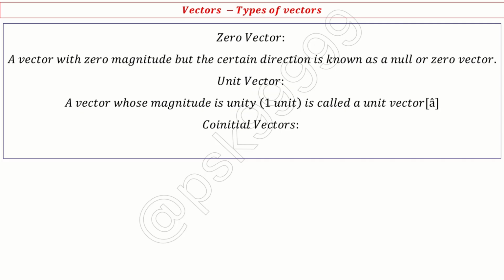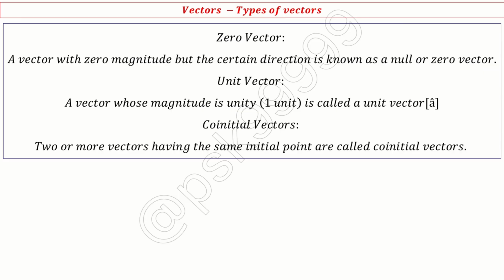Co-initial vectors. Co-initial vectors are vectors whose initial points are the same. Two or more vectors having the same initial point are called co-initial vectors. So for example, this is a co-initial vector, right? It has the same initial point. These two are co-initial vectors. Okay, next.